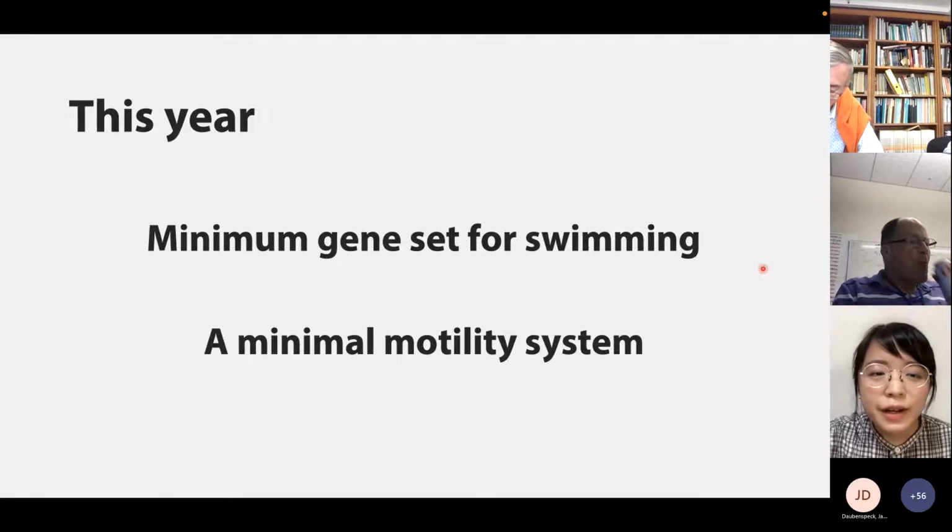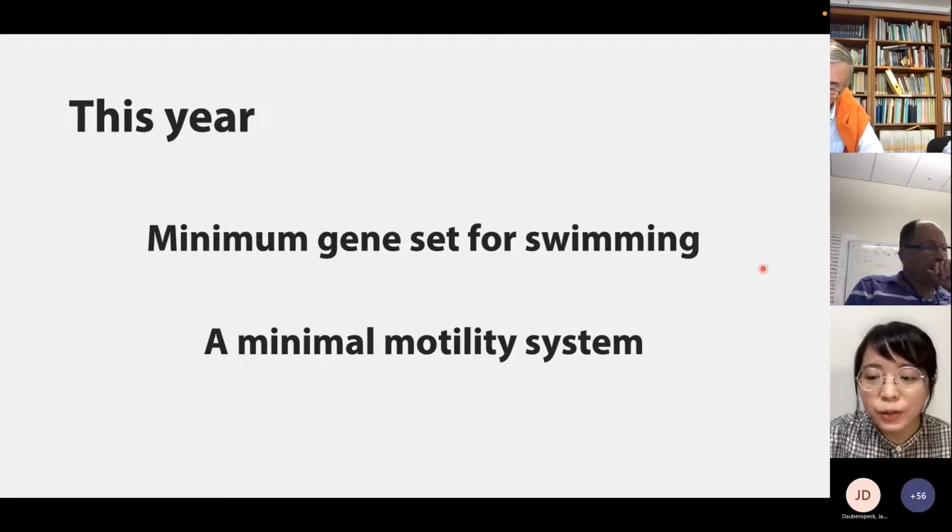So this year, actually, we found a minimum gene set for swimming. So we would say this is a minimal motility system in a minimal cell.